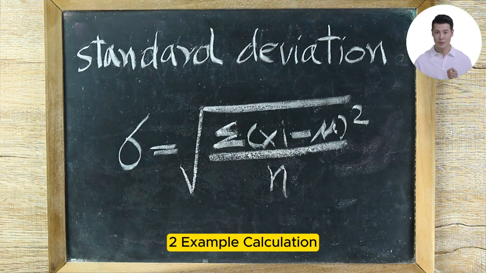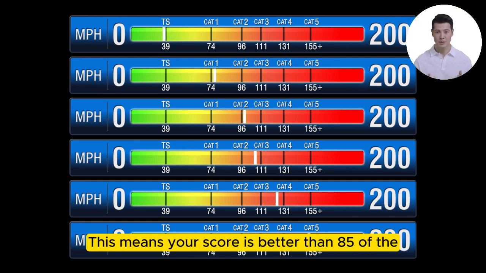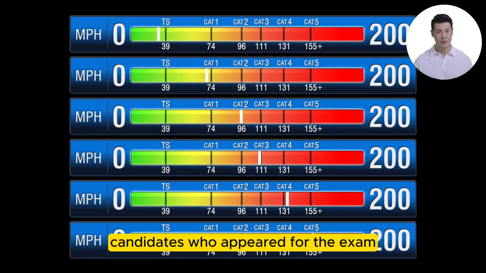Example calculation. Suppose your raw score corresponds to the 85th percentile. This means your score is better than 85% of the candidates who appeared for the exam.